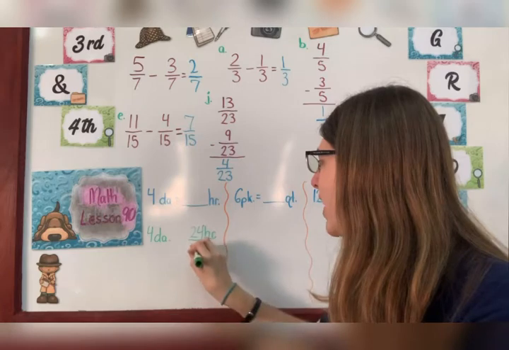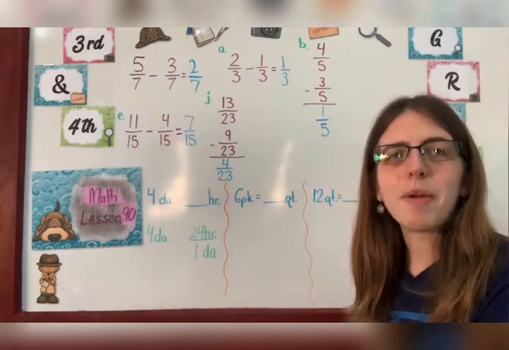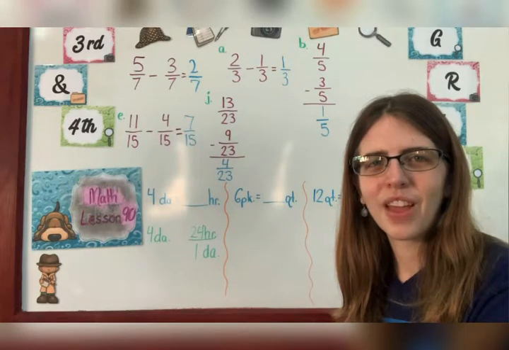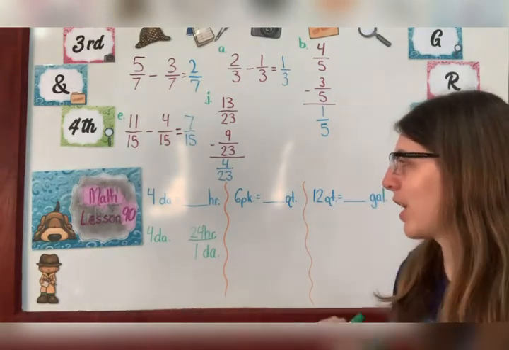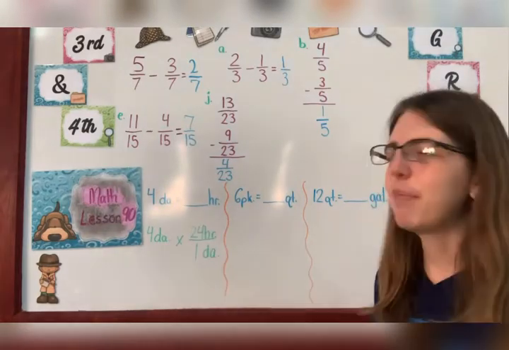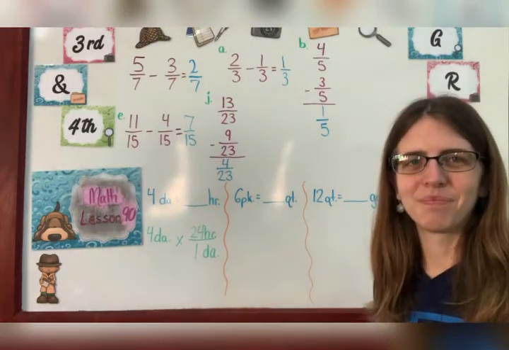24 hours in one day. Now, do I multiply or do I divide? Well, because my number that is greater than 1 is on the top, I multiply. And put your answer in the blank.